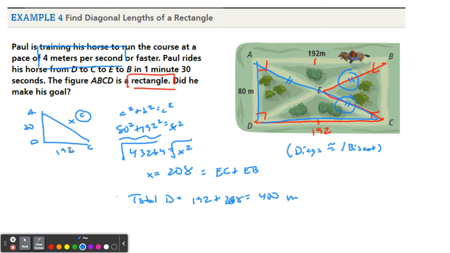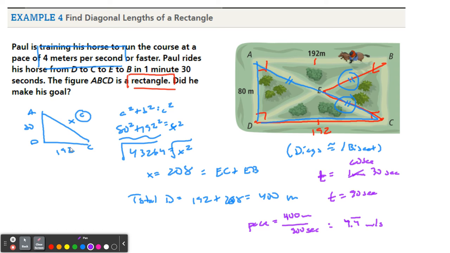So I'm going to change colors here. The time they gave me is 1 minute 30 seconds. We need to know that a minute is 60 seconds, so this minute is 60 seconds plus 30 seconds, so our time is 90 seconds. To figure out our pace, we're going to take our distance, 400 meters, and divide it by the 90 seconds. When you take 400 divided by 90, you do get 4.4 repeated, and that would be meters per second.